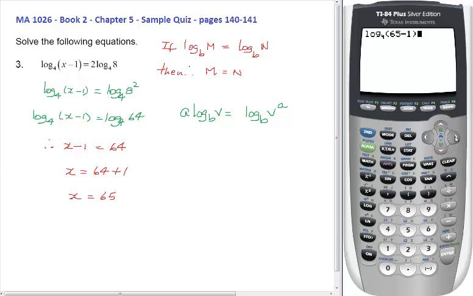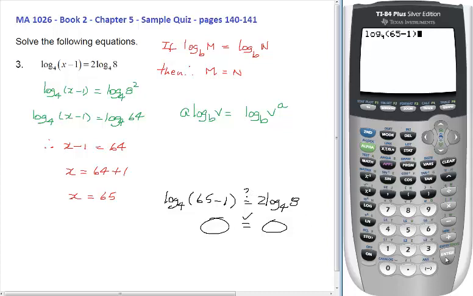See what I'm doing? I'm actually substituting the value back into the equation. I'm putting this 65 back in here and then typing it in the calculator to check. So I'm doing log base 4 of 65 subtract 1 should equal 2 times log base 4 of 8. In other words, I should get the same thing on both sides. So basically I'm checking to see if these are equal.